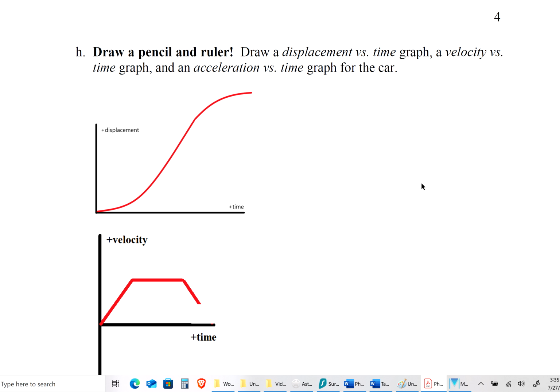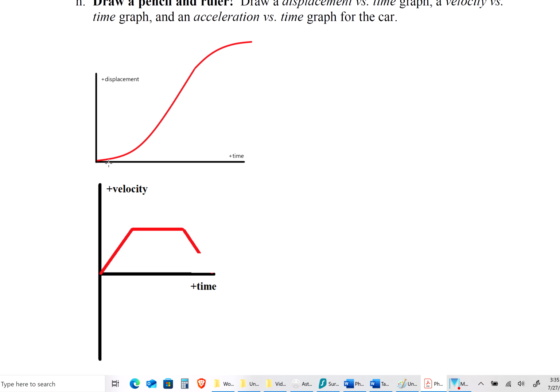Part H, use a pencil and ruler. Draw a displacement versus time graph, a velocity versus time graph, and an acceleration versus time graph for the car. So when we start from rest and we speed up, the slope increases on a displacement time graph. Then when we move at a constant speed, the slope is constant on a displacement versus time graph. And when we slow down, the slope decreases on a displacement versus time graph.